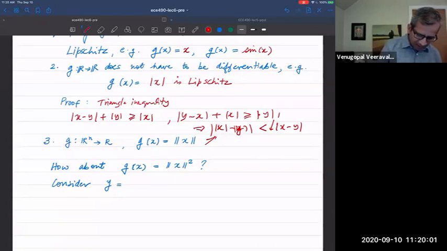Now let's talk about a function that's not Lipschitz. So let's look at g of x equals norm of x squared. And so if we look at the gradient of g, what's that equal to?